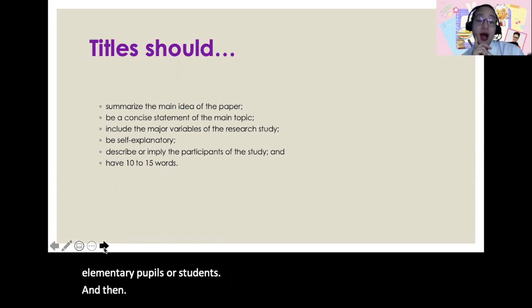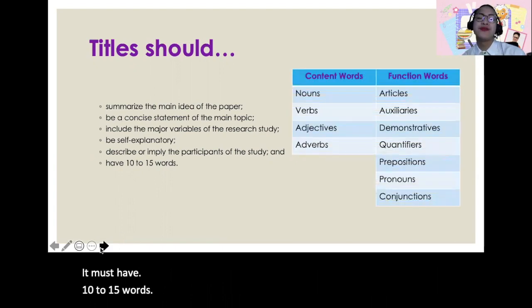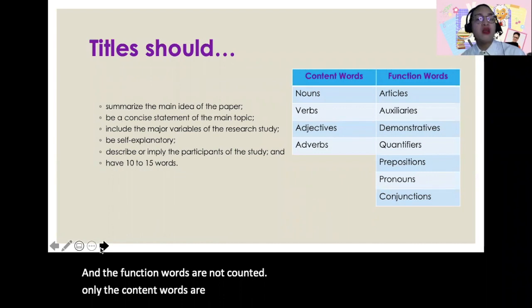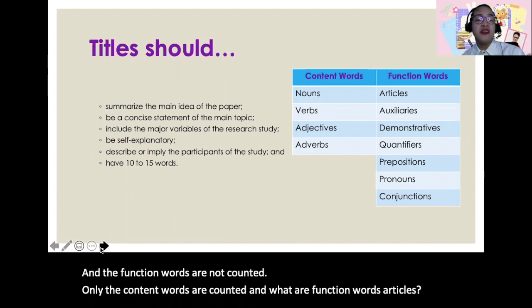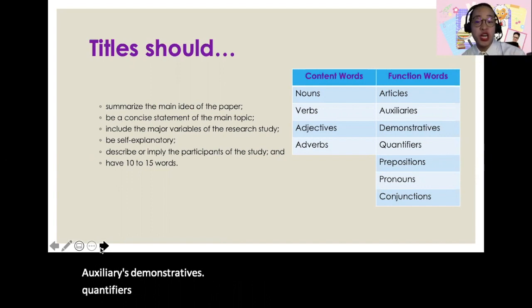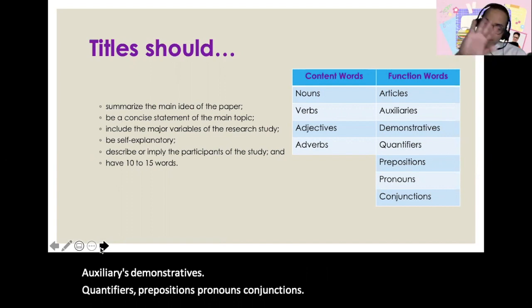it must have 10 to 15 words. And the function words are not counted. Only the content words are counted. And what are function words? Articles, auxiliaries, demonstratives, quantifiers, prepositions, pronouns, conjunctions. Okay.